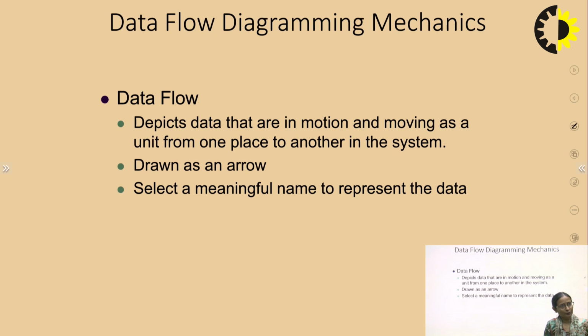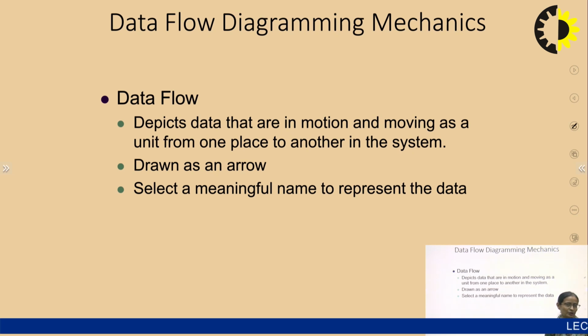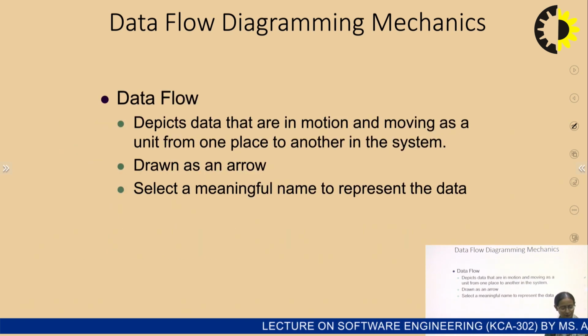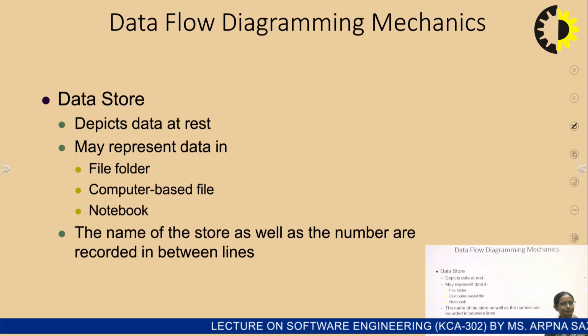Data flow depicts the data that are in motion and moving as a unit from one place to another in the system. It is always shown with the help of an arrow, and we always select a meaningful name to represent the data. Never select absurd names when you are representing the data.